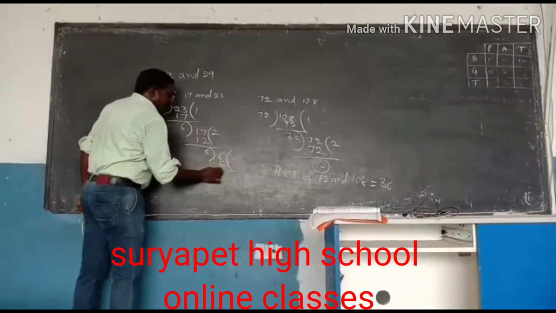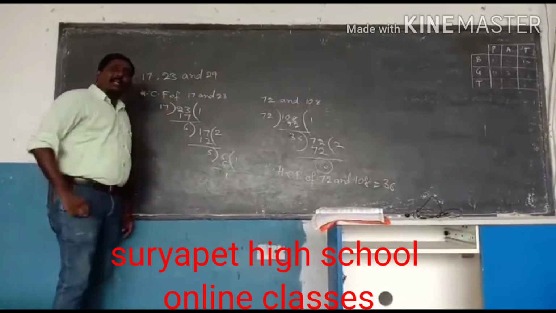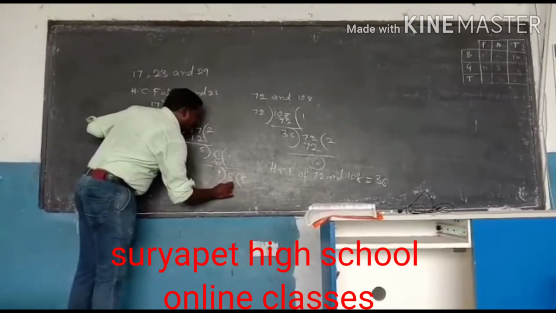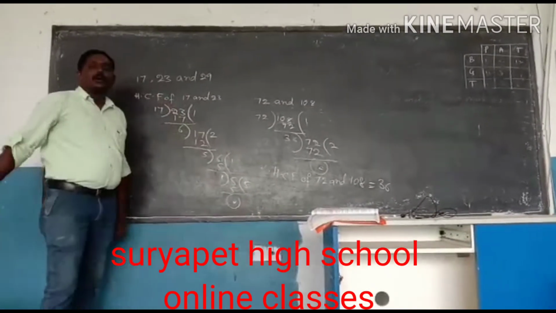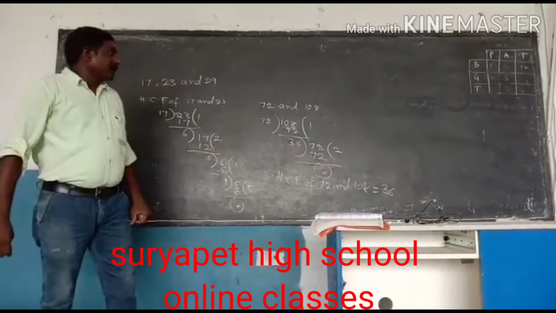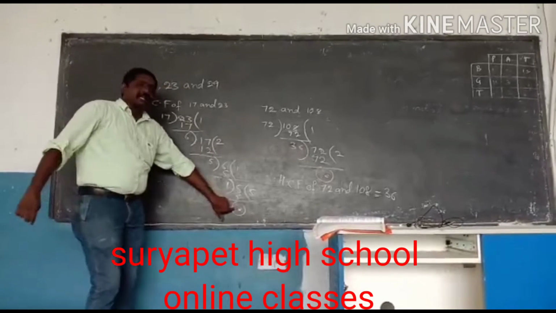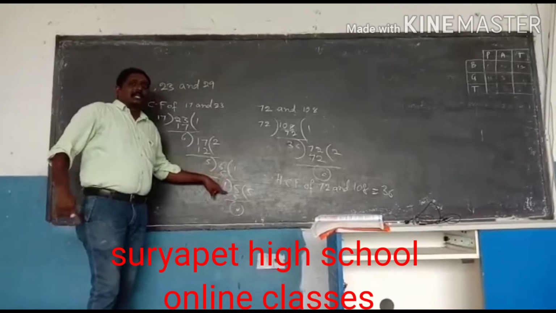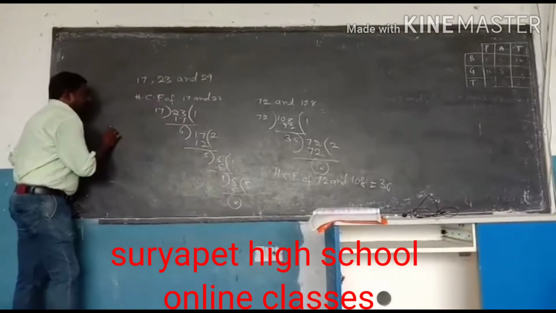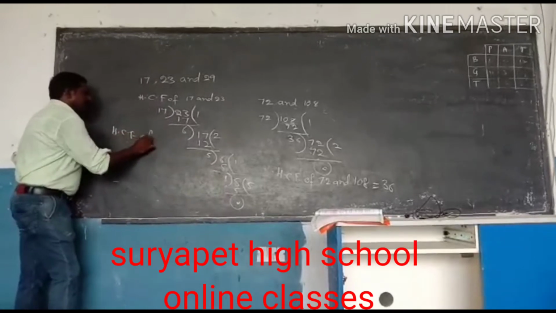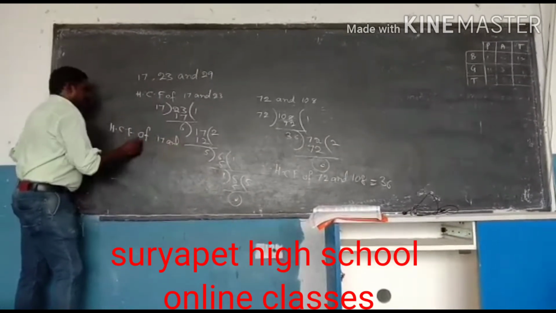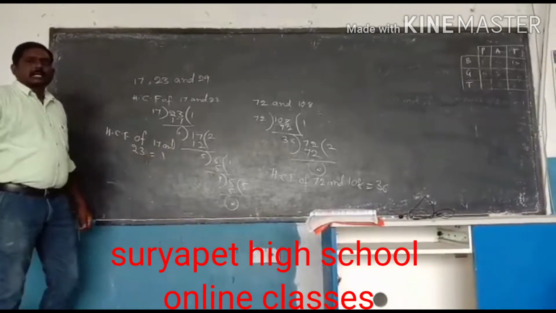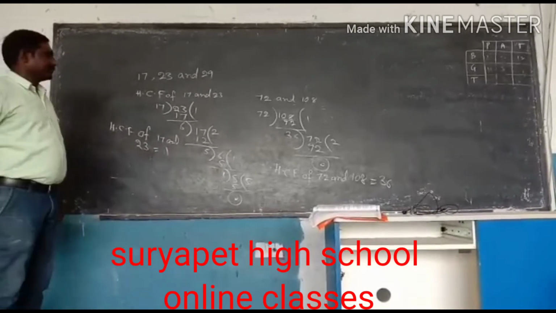5 ones are 5. What's the remainder for us? 1. You also not divided exactly. So again I will take 5 as a dividend. 5 1s are 5. The remainder is 0. Where we get the remainder 0? By using which divisor we get the remainder 0? By using the 1. So here the HCF of 17 and 23 is 1.